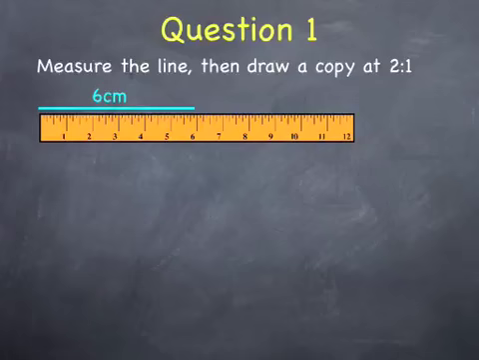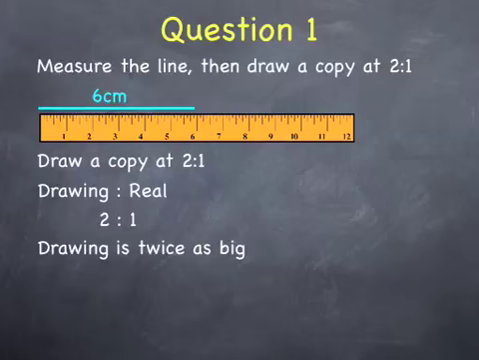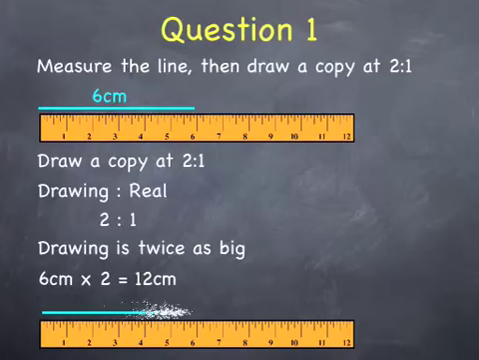Now we need to draw a copy at 2 is to 1. What does that mean? The drawing to the real, 2 is to 1. So the drawing is twice as big as the real size. The real size was 6, so we're going to double it because it's twice as big. It's going to be 12 centimetres. There's our copy, our line, at a scale of 2 to 1, is 12 centimetres. So hopefully you drew a line that was 12 centimetres. That would be the correct answer.